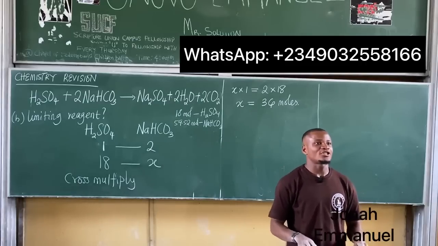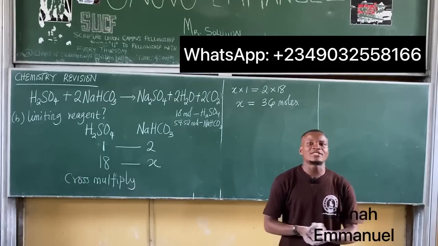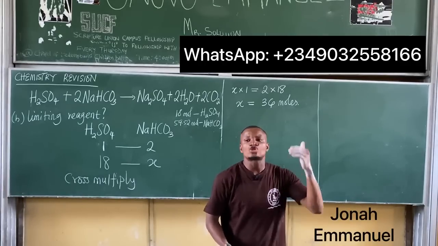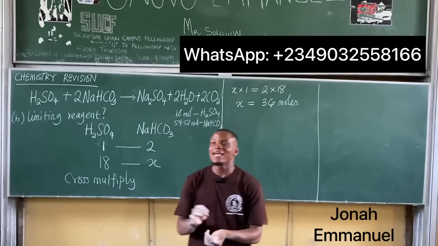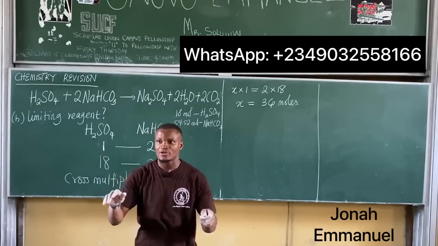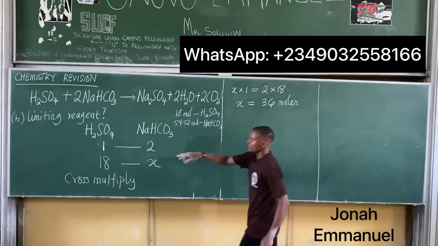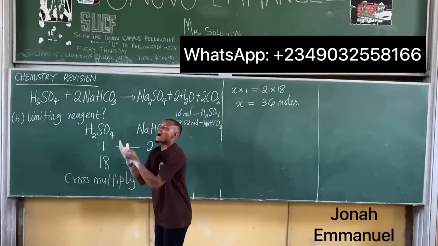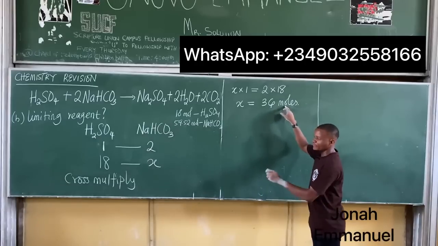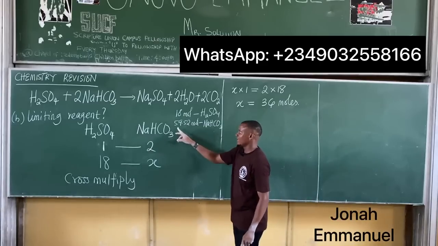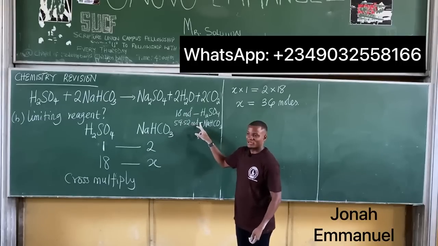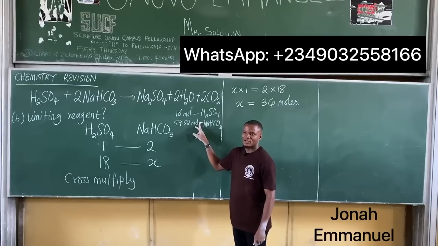At this point, you can now see the limiting and the excess. What's a limiting reagent? A limiting reagent is simply the reagent that is first used up in a chemical reaction. The excess is the one that remains after the reaction has stopped. In this one, I got 18 moles. What I actually need to neutralize this 18 moles of the acid is only 36 moles of this. But from our calculation, we have 59.52 moles. What does it tell you? This much is in excess. That's the concept.